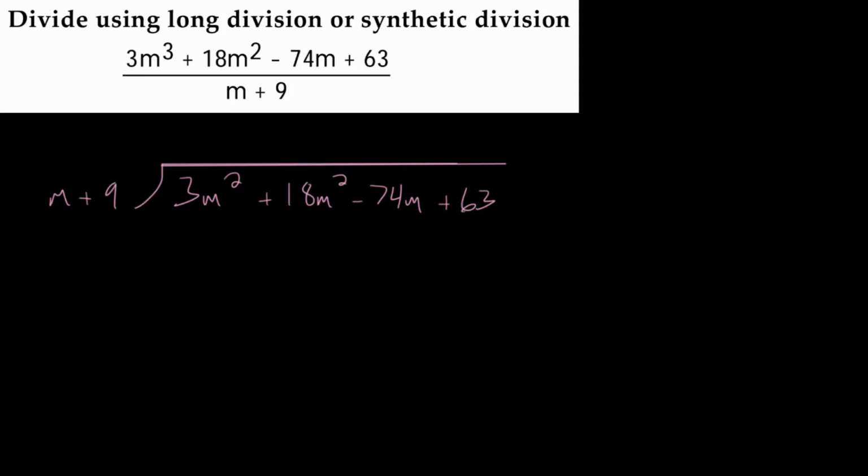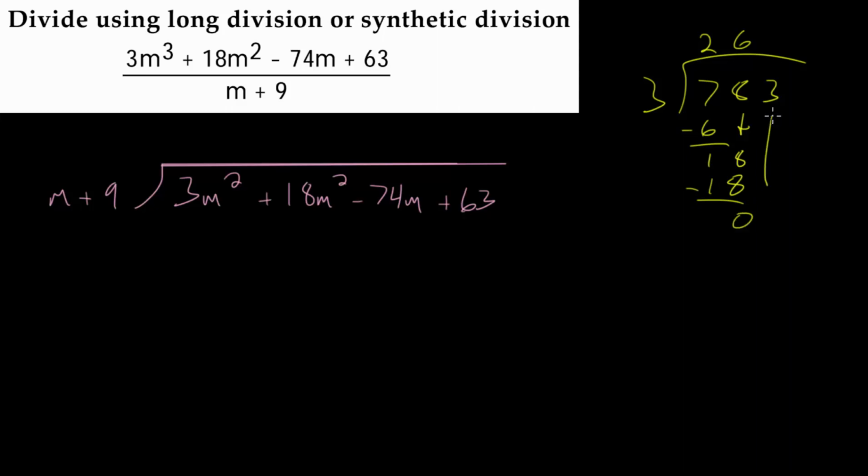And just like with real numbers, let's say we have 3 going into 783. We ask how many times does 3 go into the first digit? It goes in twice. We multiply and subtract to find that remainder, and then we bring down the next number and we repeat the process. 3 goes into 18 6 times. We multiply, find that remainder. We subtract, bring down the next digit, and 3 goes into 3 once, and there's no remainder here.